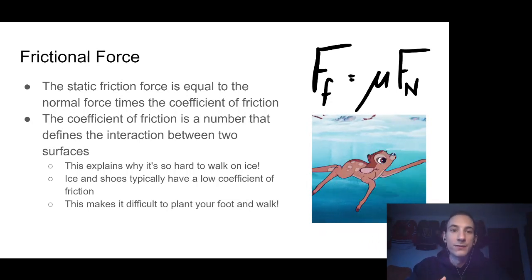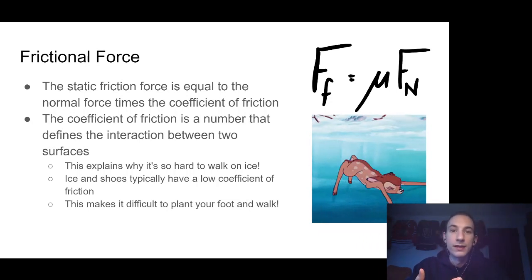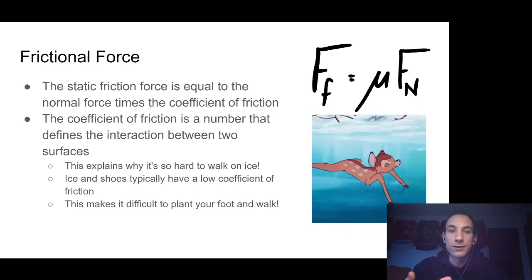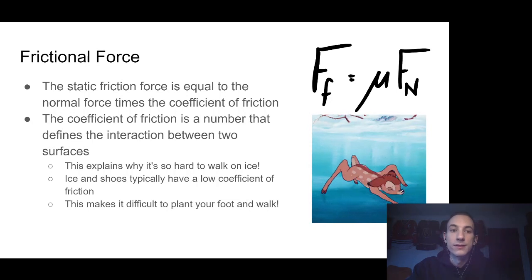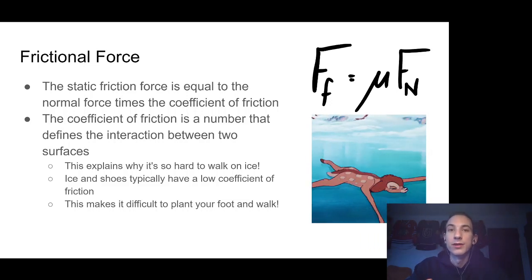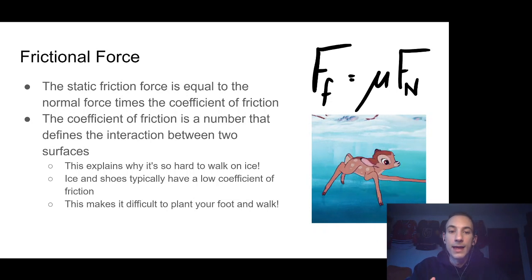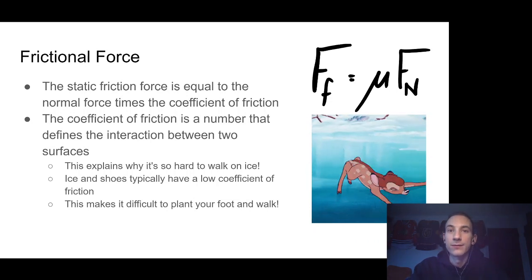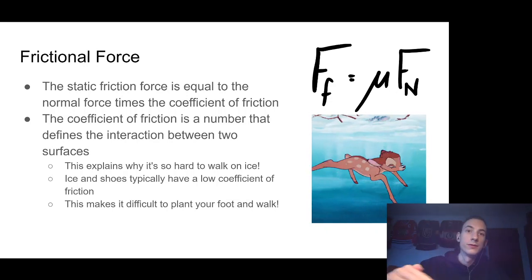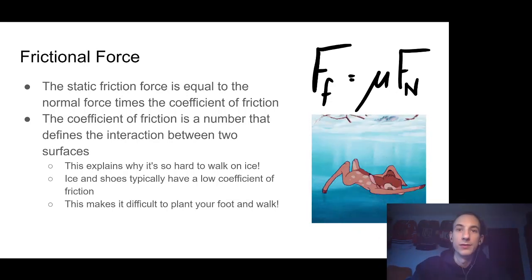We said that the frictional force, or the static friction force, is going to be less than or equal to the normal force times the coefficient of friction. So the coefficient of friction is a number that defines the interaction between two surfaces, and that helps us explain why it's difficult to walk on ice. We know that ice has a pretty low coefficient of friction, and that means that we won't have a lot of frictional force when we're walking on ice, and because we have a low frictional force, we'll slide backwards. We won't be able to get this good plant to our foot.